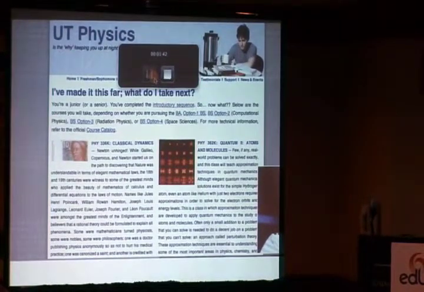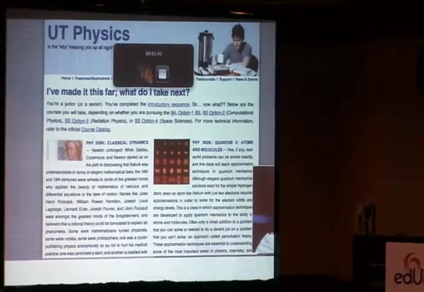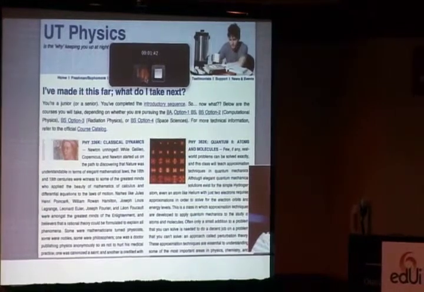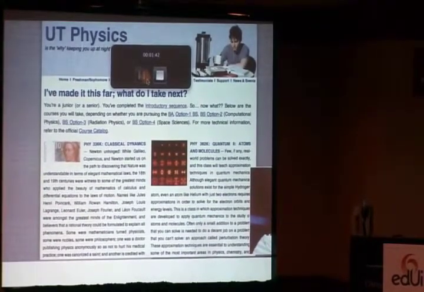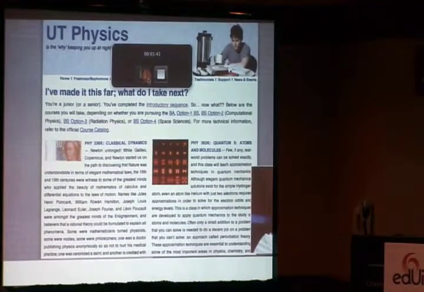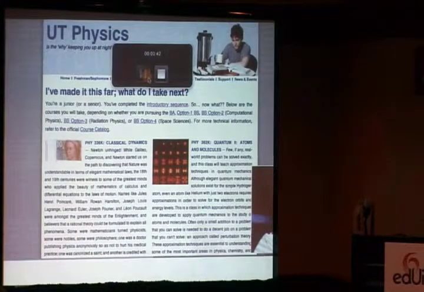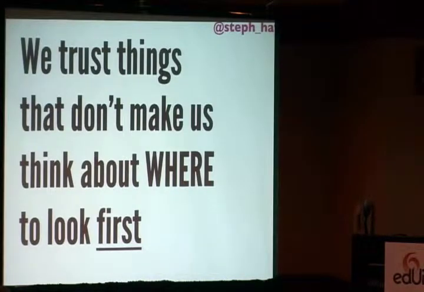Design aside, navigability, obviously getting here was really tough. I found it using search versus actually being able to understand the flow. So findability was really lacking. But I use this as an example because you see that there is somebody who's thought about, in the resources they have, how can we do a better job of communicating to a student who might be on the site what to expect. Literally broken down by the years that you would be in the program. This is awesome. It's rare. But we trust things that don't make us think about where to look first.